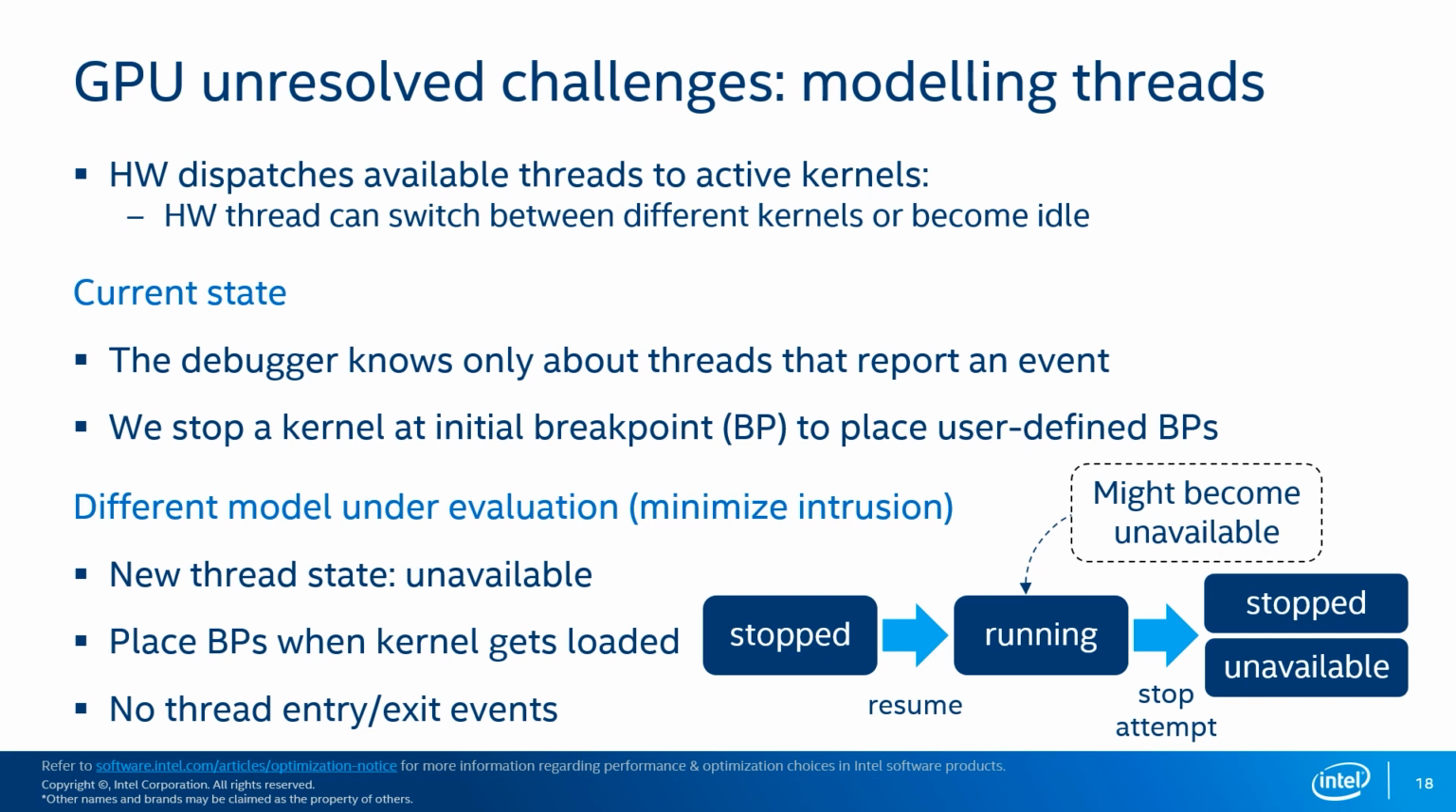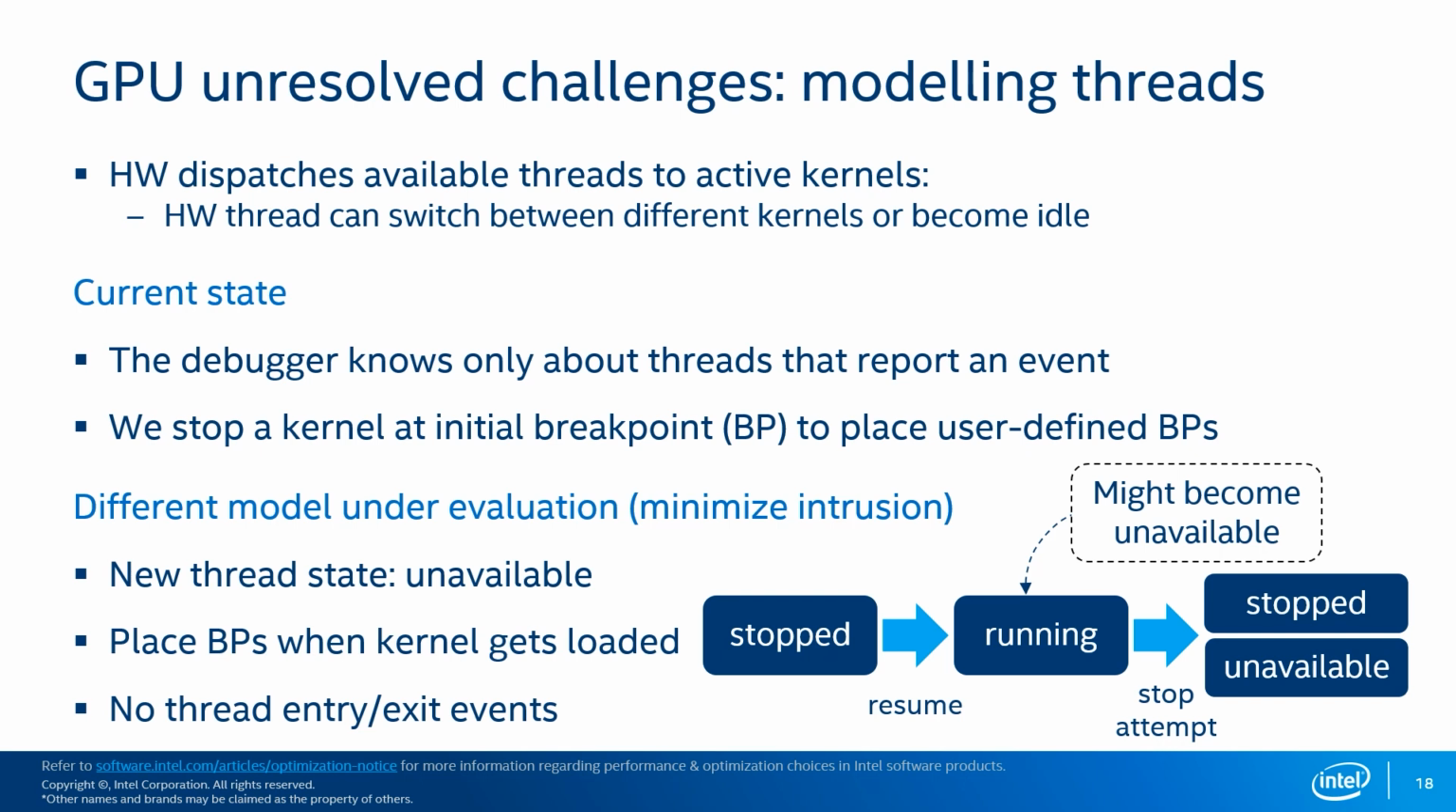In the past, we used the initial breakpoints to emulate thread creation events. At some point, we also used kernel exit events to synthesize thread destruction events. Although that helped us to model threads similar to CPU, that caused a very high intrusion and was not very usable. At the current state, the debugger knows only about threads that reported an event, a breakpoint hit in the most cases. However, to place a user-defined breakpoint, we still need to stop each kernel at the initial breakpoint.